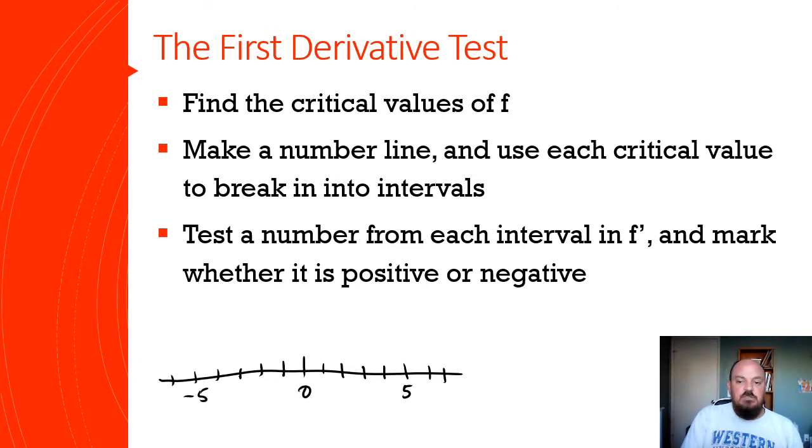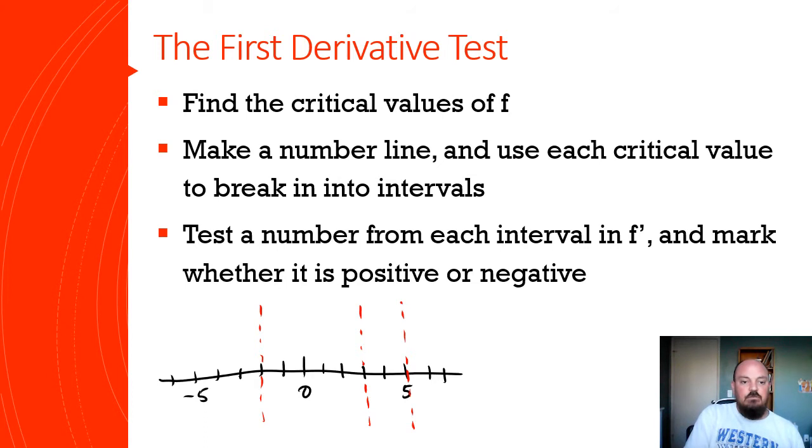Now let's say, I'm going to just make up some numbers here. Let's say one of my critical values is -2, and one of them is positive 3, and one of them is positive 5. So by having 3 critical numbers, I've broken it up into 4 intervals. So what you want to do is test a number from each interval.